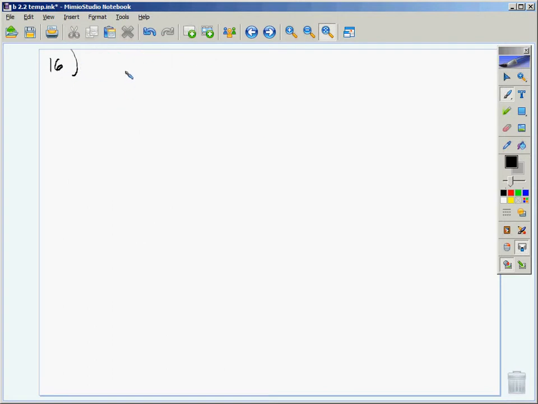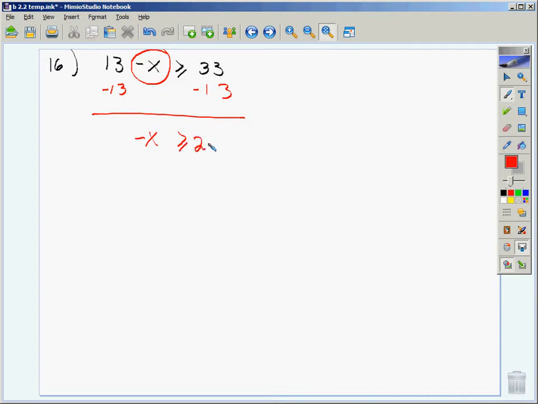Okay. So this one says 13 minus x is greater than or equal to 33. Pay attention to what I do, Reardon. I'm trying to get this x by itself. If I get rid of this 13, I have to subtract it. And when I bring this down, I have to bring the negative x down. Is greater than or equal to, and you're right, you've got a positive 20.